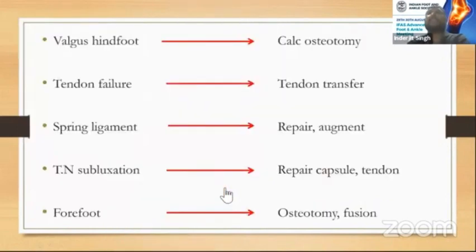So in brief, I've not gone into the details of the treatment for the PGs. If there's a valgus hindfoot, you correct it with a calcaneal osteotomy. If there's a tendon failure, you do a tendon transfer. If the spring ligament is torn, you either repair it or you augment it with the other tendons. Then if there is a talonavicular subluxation, you repair the capsule and the tendon. And if there's a forefoot deformity, you do osteotomies, or if you are not able to salvage, like the bad medial forefoot I just showed, you go into fusion.